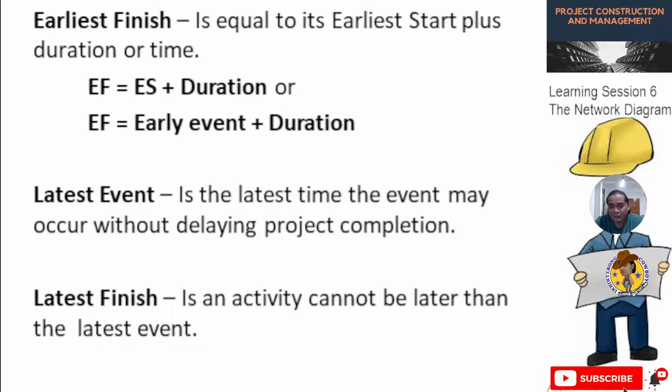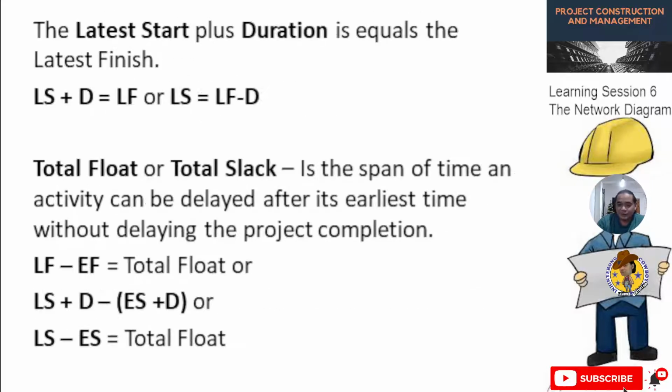Then we have latest finish. This is the time an activity cannot be later than the latest event. So the latest start plus duration is equal to the latest finish. This is the formula: LS plus D is equal to LF, or LS is equal to LF, latest finish, minus D, or the duration. Duration means the duration of the activity, or the task.